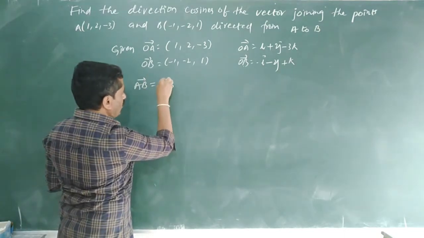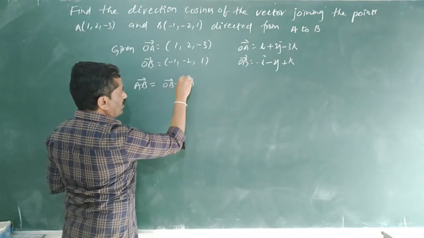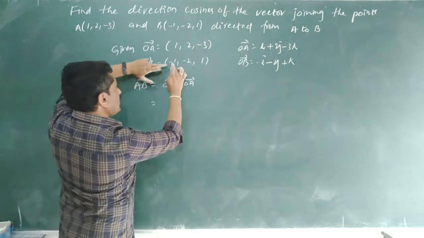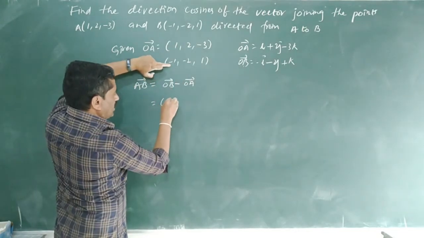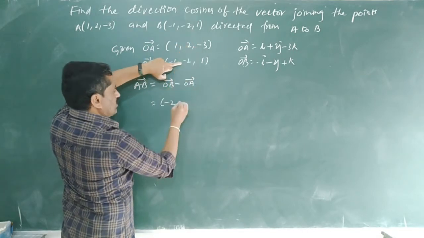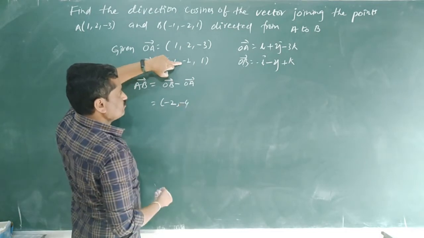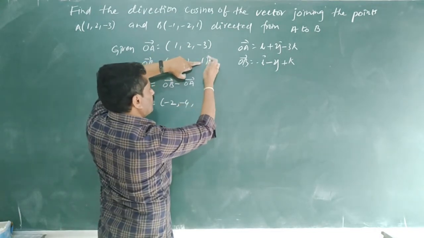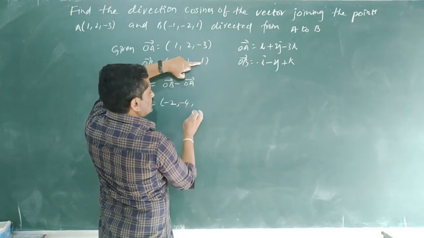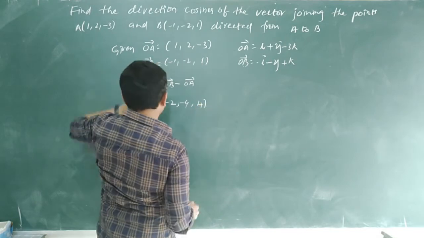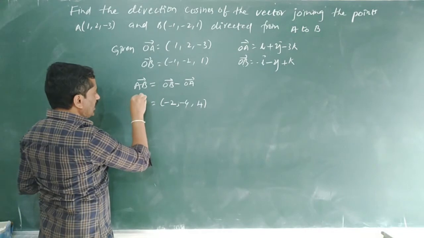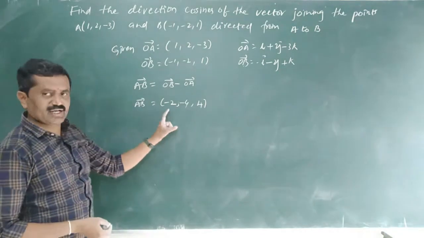So OB bar minus OA bar. Again that is equal to this minus this. Okay, so minus 1 minus of minus 1, we have minus 2. Again minus 2, we have minus 2, we have comma minus 4. Again comma 1 minus of minus 3, we have plus 3. 1 plus 3, we have 4. Okay, right? So now we have to find the direction cosines of this vector.